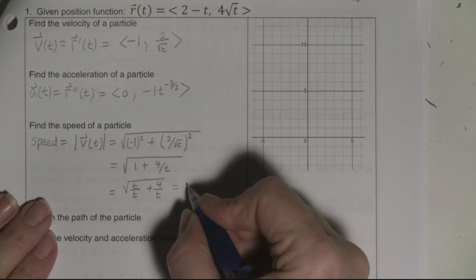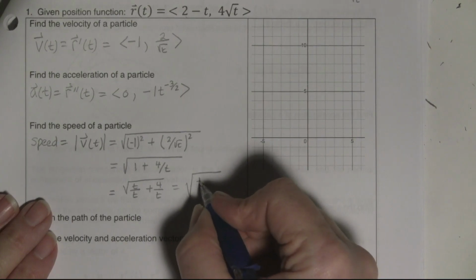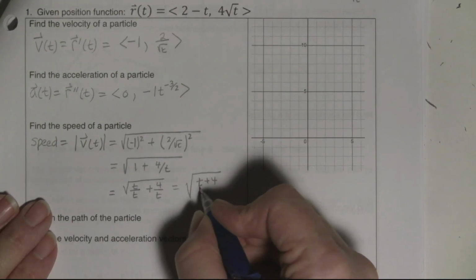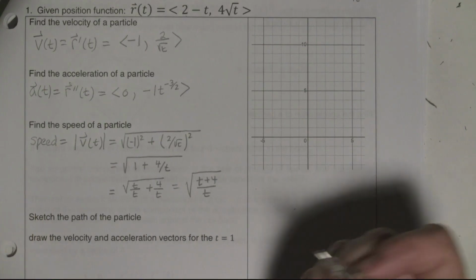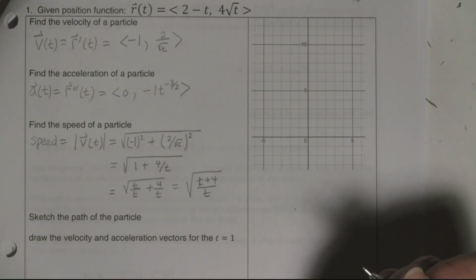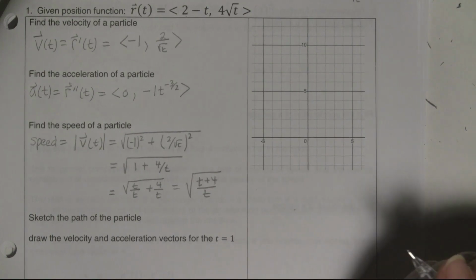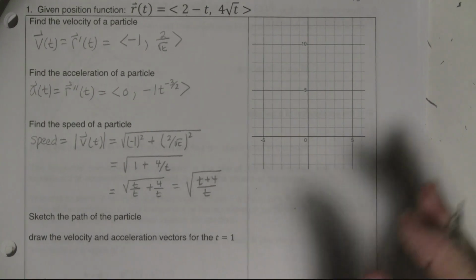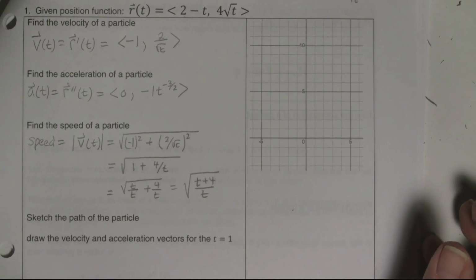Okay, so this would be then the square root of t plus 4 over t. And that was the speed. So lovely job on that. Now they're asking us to sketch the path of the particle. So we'll go back here and see if we can sketch the path of the particle.